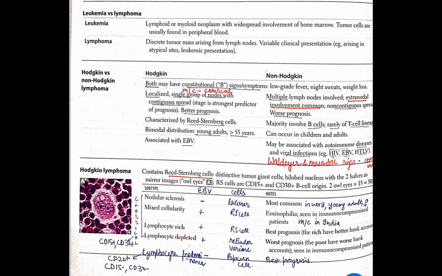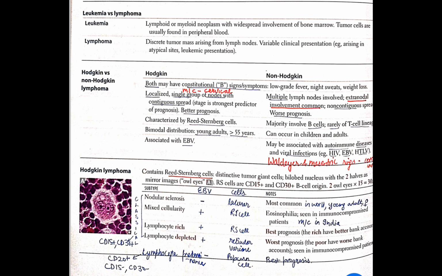Then what are the cells in the specific subtypes? Nodular sclerosis will have lacunar cells, mixed cellularity and lymphocyte rich will have RS cells, lymphocyte depleted will have the reticular variant, and lymphocyte predominant will have popcorn cells. P for predominant, P for popcorn. In sclerosis, lacunae will be created, so lacunar cells. And the other two types have RS cells.